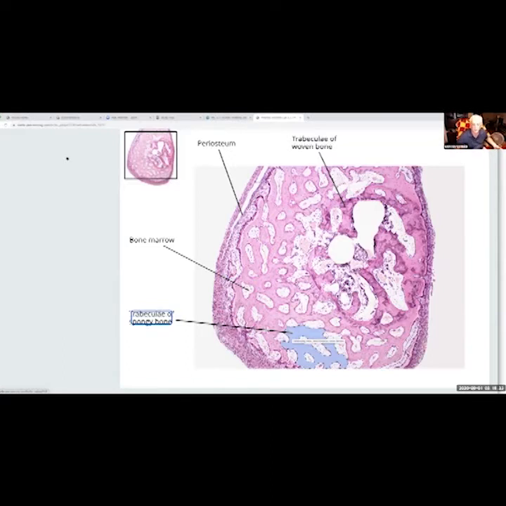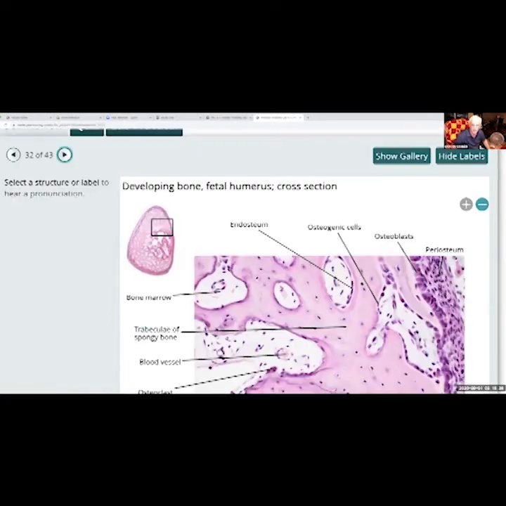Got to catch up again. Okay, endosteum is the inner portion. Okay, the periosteum is the outer portion. Endosteum here is your inner portion around the bone. These are your osteogenic cells. Okay, this is the bone marrow, the inner part, your trabeculation.